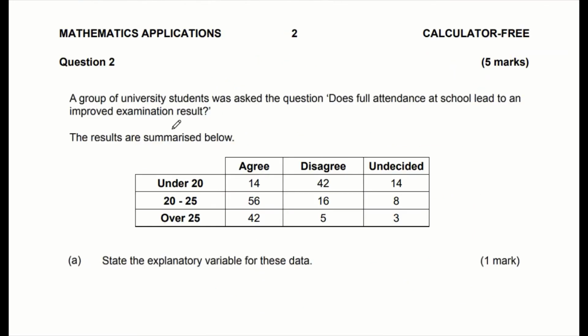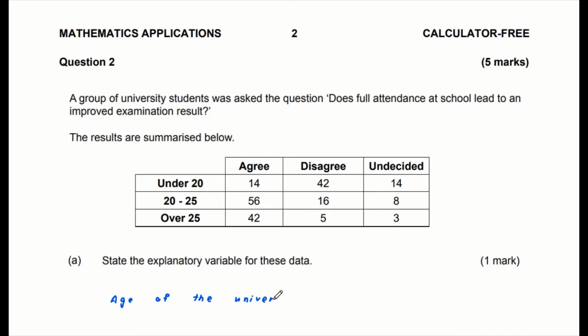Alright, question 2. A group of university students were asked the question, does full attendance at school lead to an improved examination result? So this is their result with the age, and after that, this is a column whether they agree or not. So A: state the explanatory variable for this data. So this is quite direct. The explanatory variable is a variable that comes first, a variable that explains the difference in the response variable. So normally something regarding identity, something that you can't change, will be the explanatory variable. So in this case, the age will be the explanatory variable in this question. So the age of the university students.